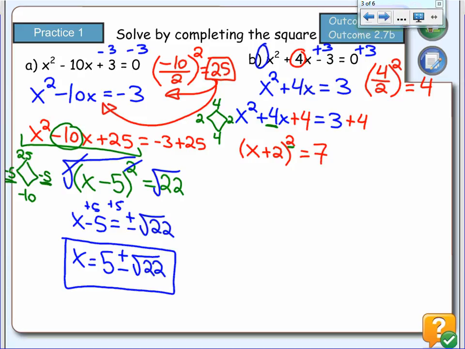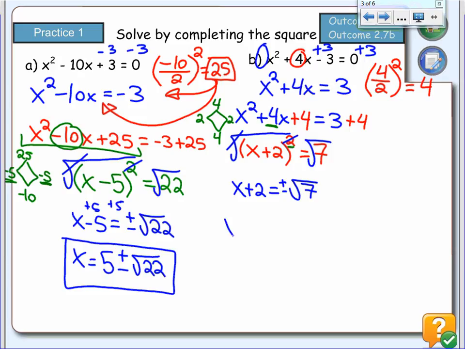Once you've done all that confusing work, it goes right back to the basics. And the basics are solve this. So we need to square root both sides. The square and the square root cancel. So we now have x plus 2 equals the square root of 7. But what do you always put in front of a square root now? You put a plus and a minus answer. Your last step is subtract 2 from both sides.